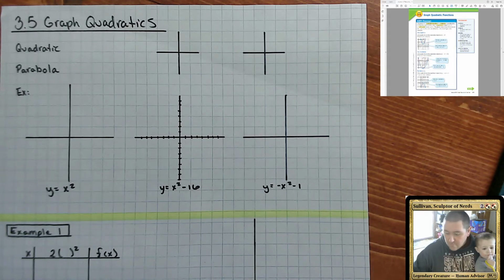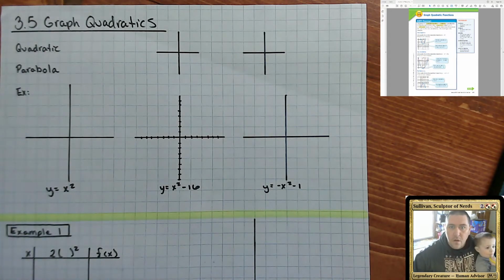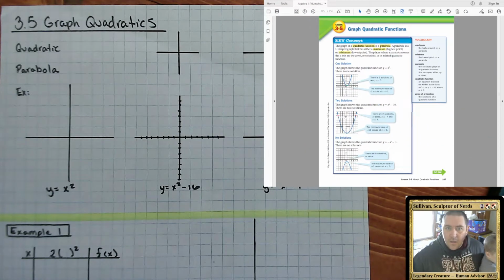Beyond that, same as any other class, if you would please, crack open your notebooks, your packets. 3-5, page, what's that, 107? Yeah, 107. Okay, open that up. We're going to talk about this front page here.